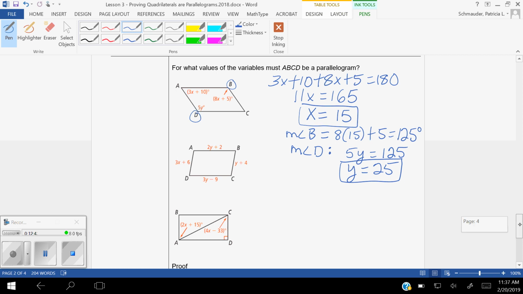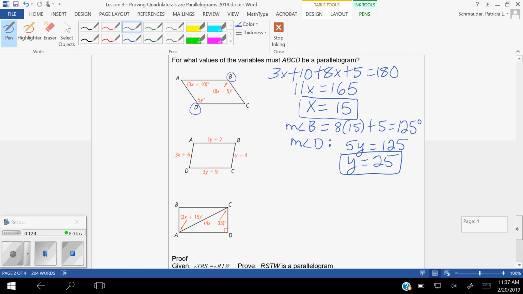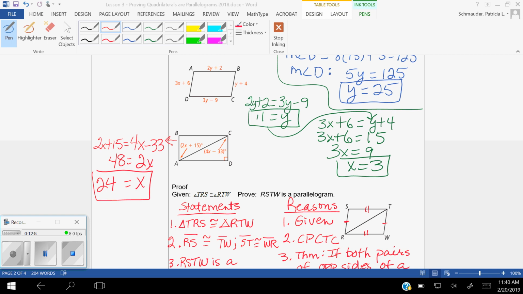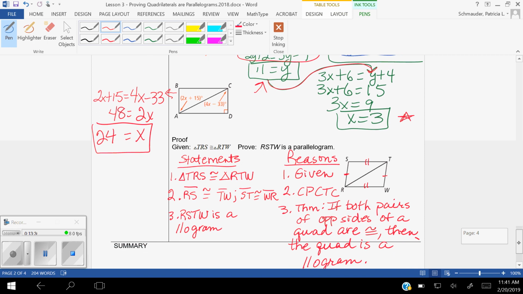So I want you to do the next two problems. They should be similar, and then take a stab at that proof and come back and check your work. Okay, let's see how we did. In this problem, we just had to set our opposite sides equal because we know that opposite sides of a parallelogram are congruent. I started with AB and CD so that I could quickly solve for y. I got y as 11, and then when I set AD equal to BC, I just plugged in my value for y and ended up with x equals 3. So x is 3, y is 11.